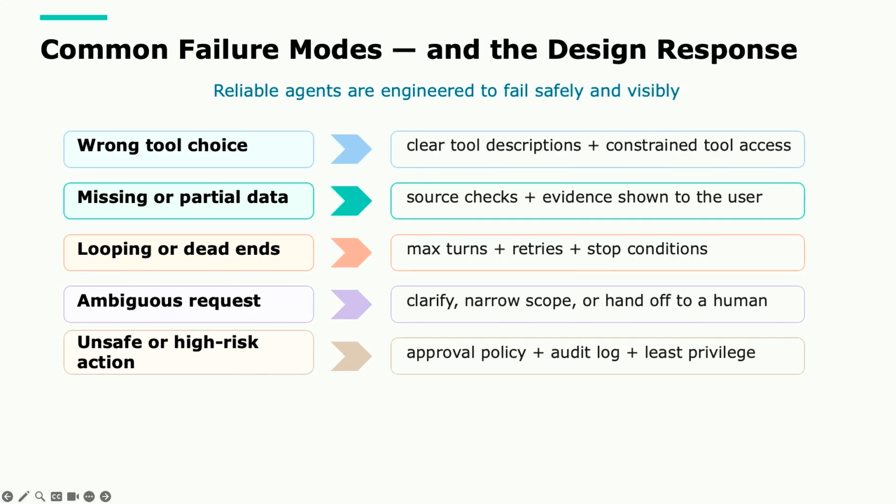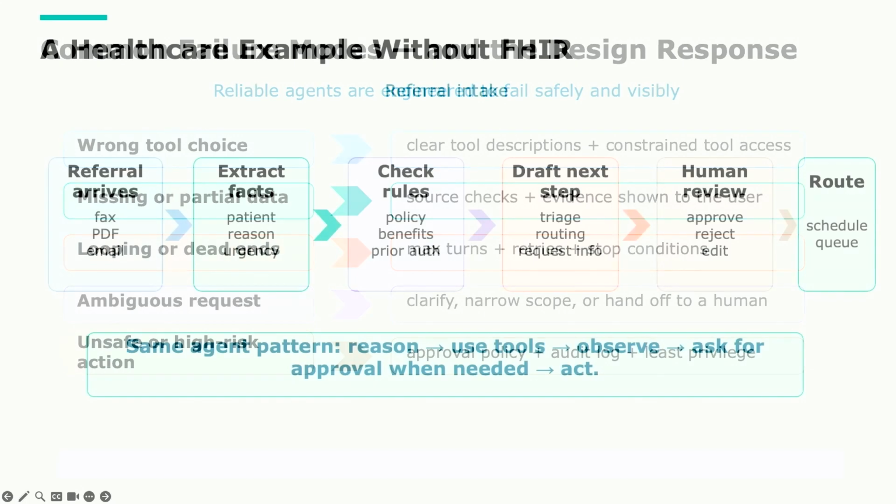Oh, and I had this ambiguous request several times in the last session, or attempt something that should never have been done automatically. Each of those failure modes needs a design response: clearer tool boundaries, evidence checks, max turn controls, clarification prompts, approval gates, and logging. Good systems are engineered for recoverability, not just success. And we'll probably see that in this session too.